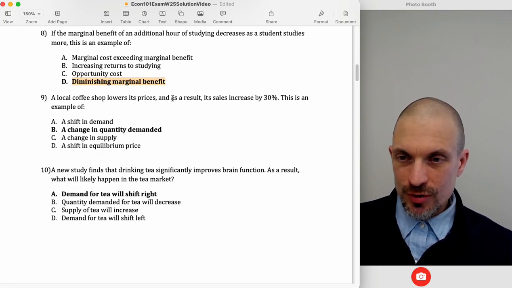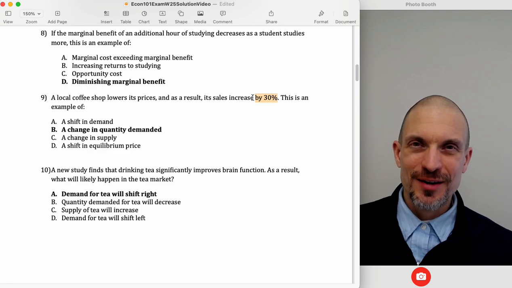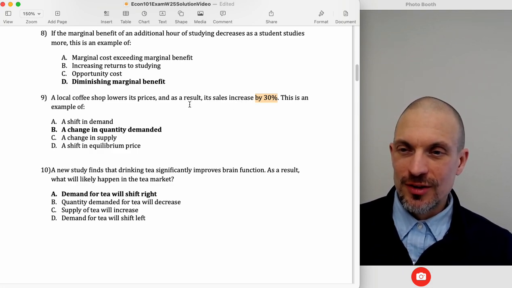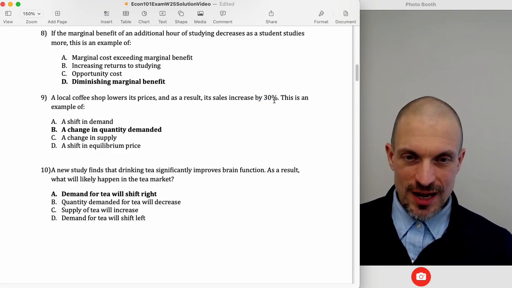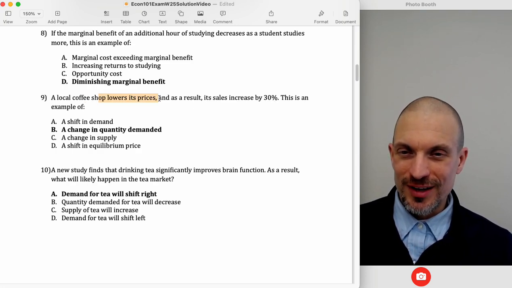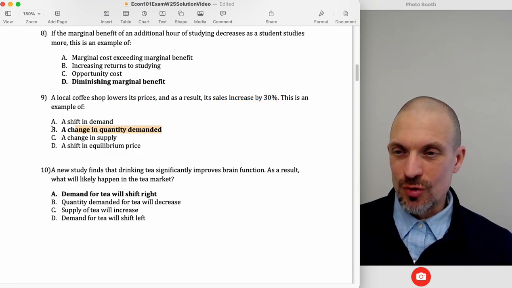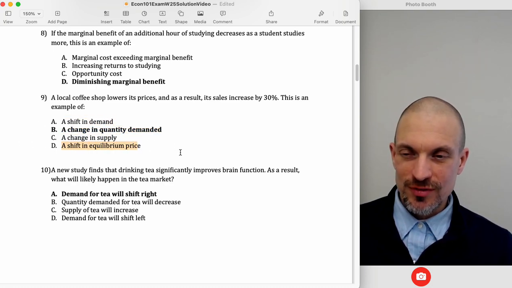A local coffee shop lowers its prices. As a result, sales increase by 30%. This is an example of, well, even though it says percent here, it's not an elasticity question. This is a question about, well, what's changed, and then what can we expect to occur as a result? Well, the change was the price, and then sales increased by 30%. We can think of sales as the quantity demanded, or our volume of sales. In any case, when prices change, all that can change is quantity. So it's got to be a change in quantity demanded. Can't be a shift of demand, can't be a change in supply, can't be a shift in the equilibrium price.